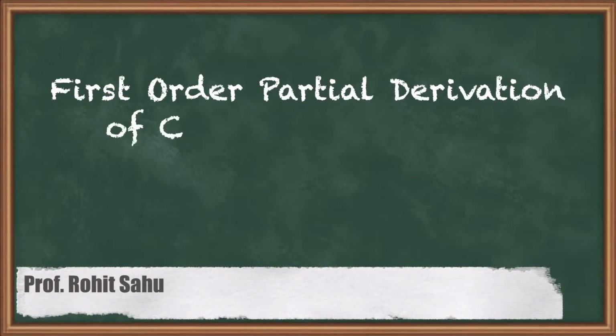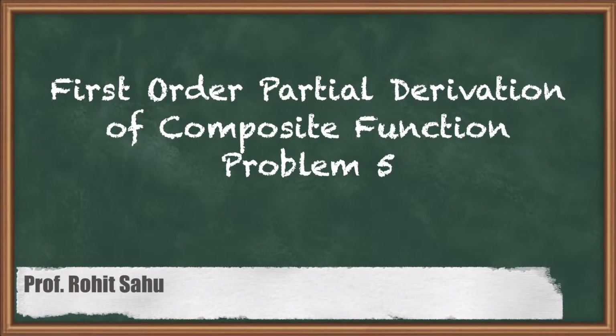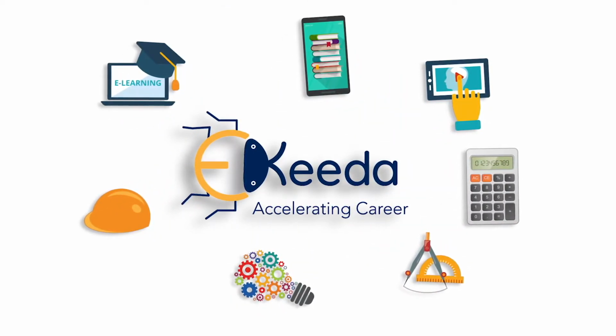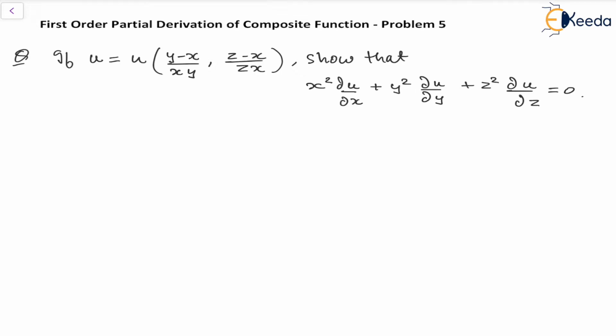Hello, in this session we'll see first order partial derivation of composite function, problem number 5. So the question is as such. It is clear that u is a function with the variable inputs (y minus x) by xy and (z minus x) by zx. We have to show that x square of dou u by dou x plus y square of dou u by dou y plus z square of dou u by dou z is equal to 0.